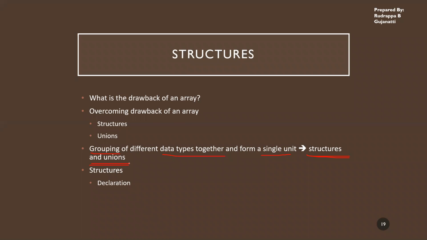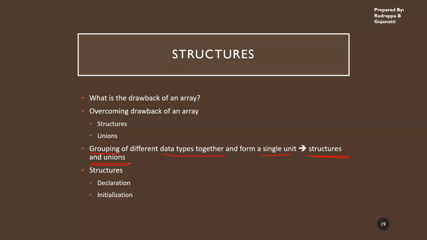Now, whenever we talk of structures, we have to look at how we can declare a structure and how we can initialize a structure. These are the two aspects we have to look out for. Even for unions, we have to look out for the same parameters. And we also look at how a structure is different from a union.